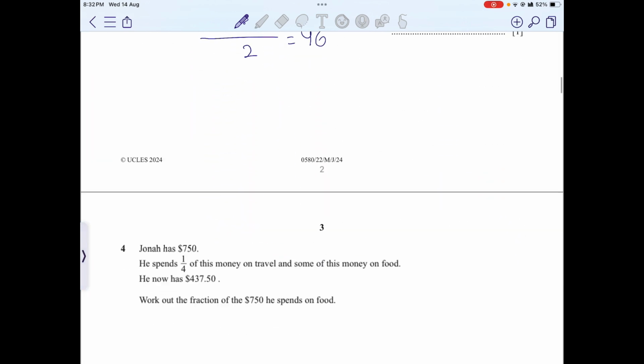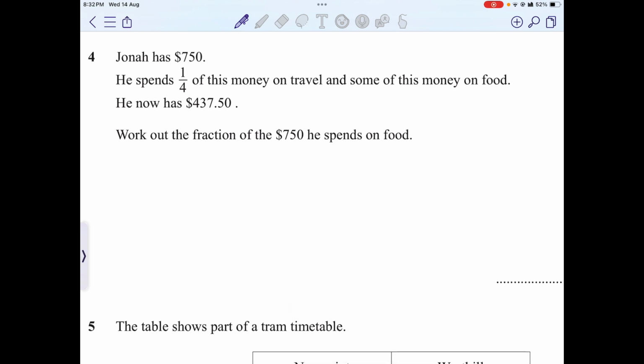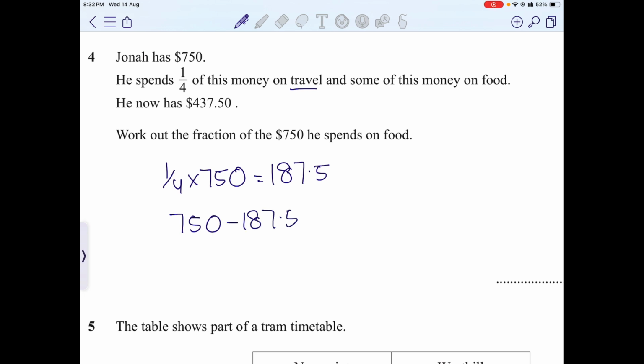Moving on, it says that Jonah has $750. He spends 1/4 of his money on travel and some of his money on food. He now has 437.50. Work out the fraction of 750 he spends on food. So first of all, we need to know how much he spent on travelling. So 1/4 of 750. When you take your calculator, 0.25 times 750, that gives you 187.5. That is how much he spent. So 750 minus 187.5 gives you 562.5.